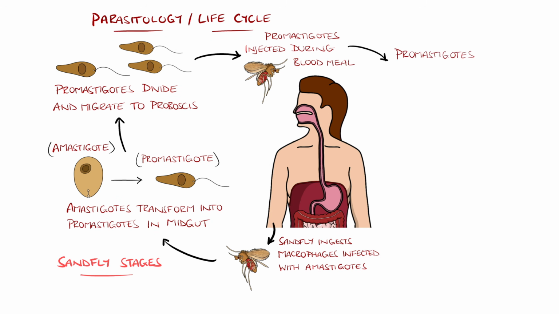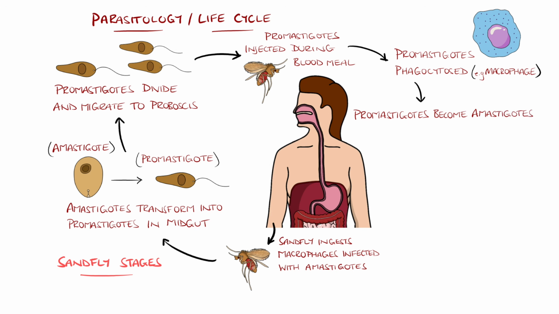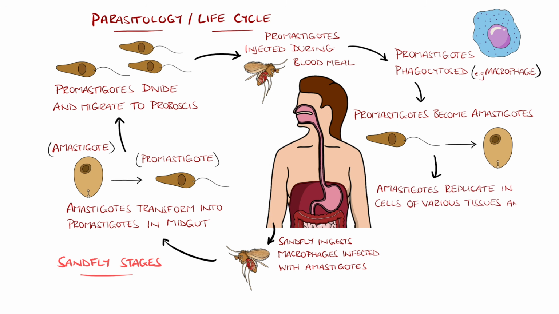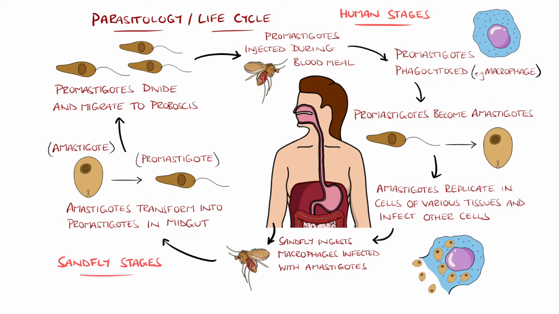The promastigotes are then phagocytosed by phagocytic cells like macrophages, within which the promastigotes transform into amastigotes. These multiply in the varying different tissues and can infect other cells. And the cycle repeats when the sandfly takes a blood meal, ingesting infected macrophages.